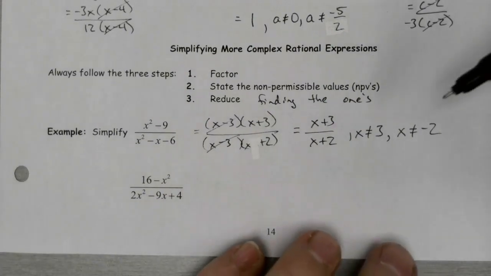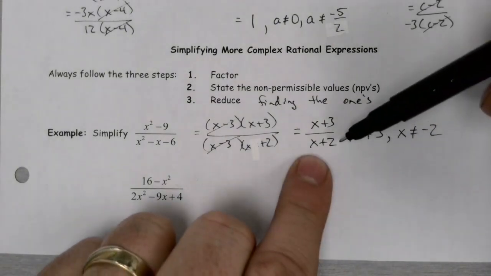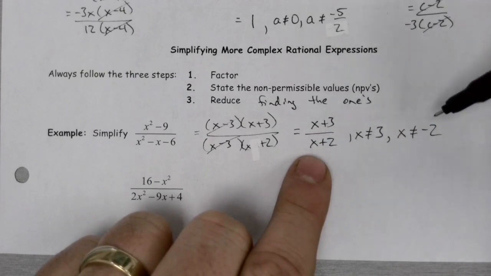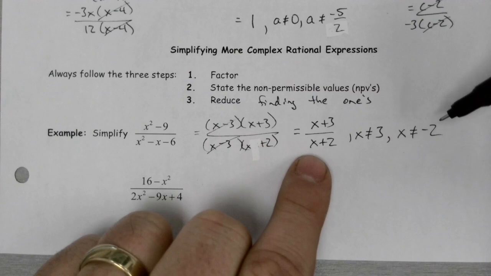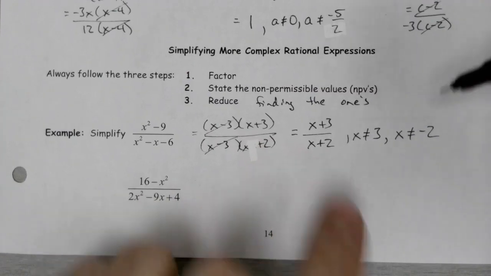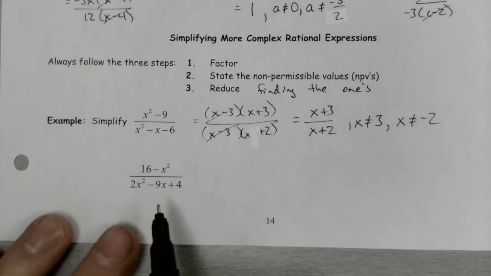Oddly enough, just to give you a little more information: when you see a non-permissible still there after you've simplified, we call that a pole of the function. This one here is a removable discontinuity. This one here is a pole. I'm just getting all nerdy on you here, but just something to think about.